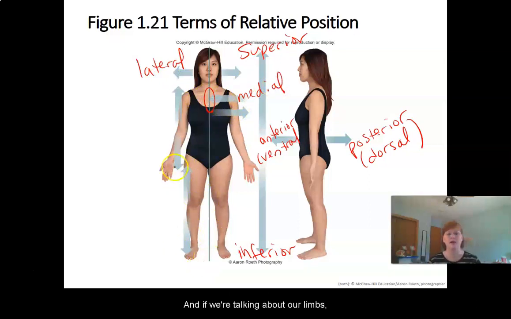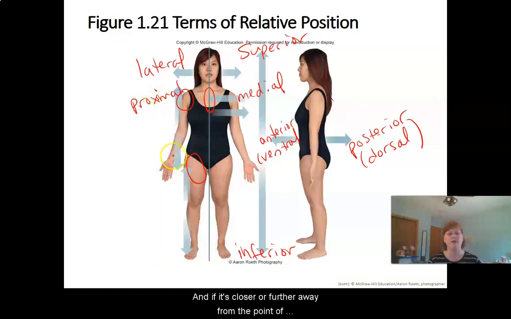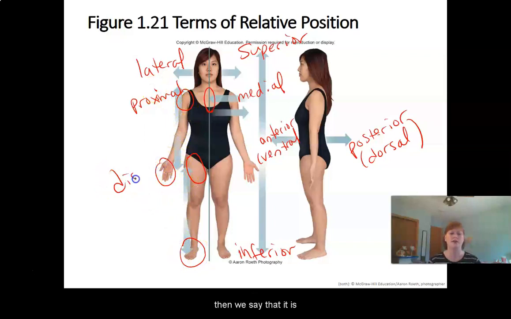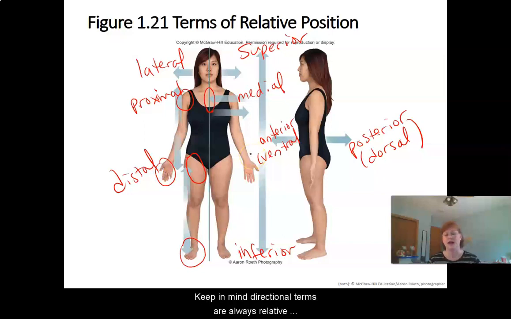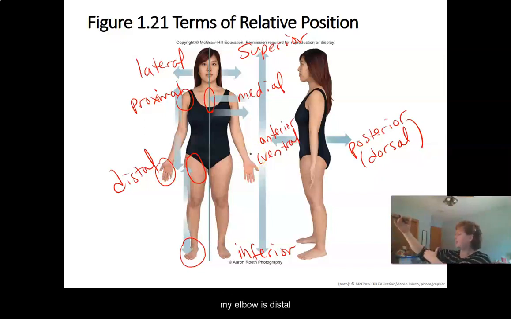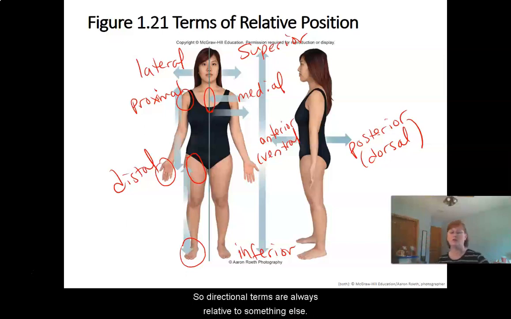And if we're talking about our limbs, our appendages, so leg and arm, if they are closer to the points of attachment, then we say that it is proximal. And if it's further away from the point of attachment, so near your hands or feet, then we say that it is distal. Now keep in mind, directional terms are always relative terms. So for example, if I think about my arm, my elbow is distal relative to my shoulder, but it is proximal relative to my wrist. So directional terms are always relative to something else.